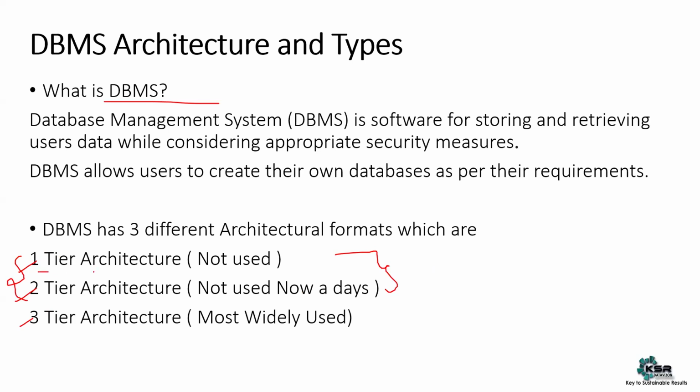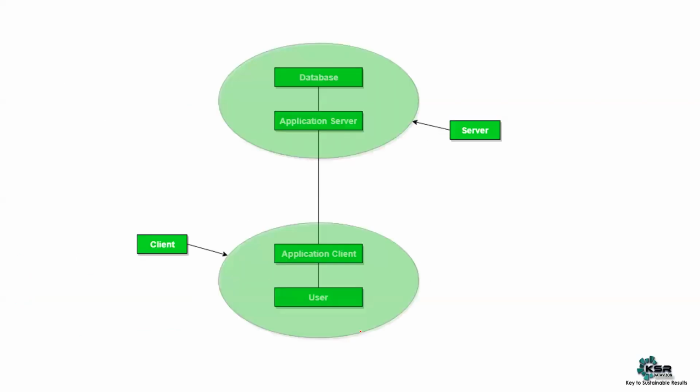I mean, 1 tier is not used at all. It is history. 2 tier, if you go back 10 years, was still used. But for the last 10, 12 years, even this architecture is not used at all. Nowadays, 3 tier architecture is used. This is most widely used. And you need not bother about 1 tier and 2 tier. So this is your 3 tier architecture.